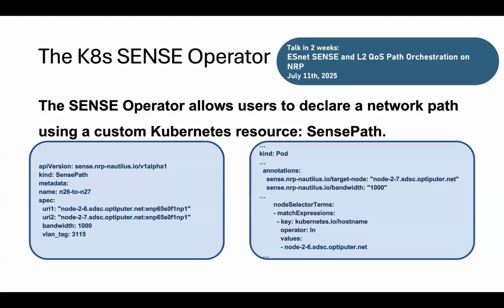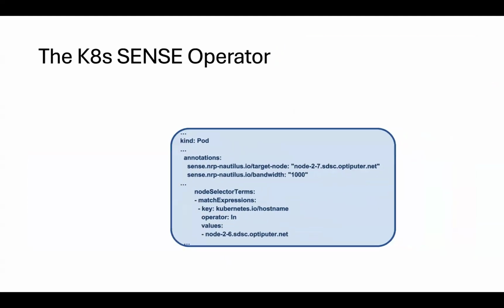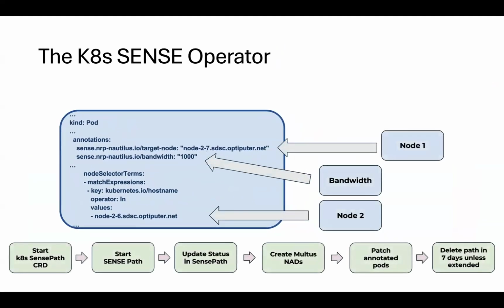And the other way to provision is within the pod definitions themselves. So this way, if you set this annotation over here of the target node and this annotation of the bandwidth, this will automatically start the SENSE path for you and start an interface and attach it to this pod right here. And this is part of what we're hoping to show with hands-on a couple of weeks from now to demonstrate how network experiments work.